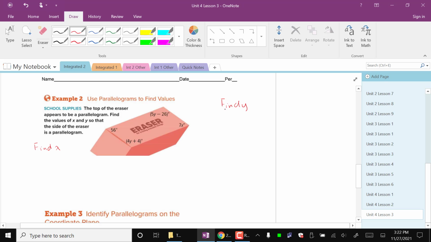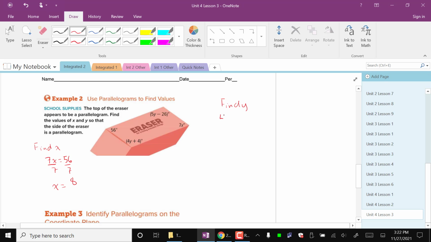If it is a parallelogram, then opposite angles will be equal to each other. So we have that 7x equals 56. So these two will equal each other. Divide by 7. x equals 8.